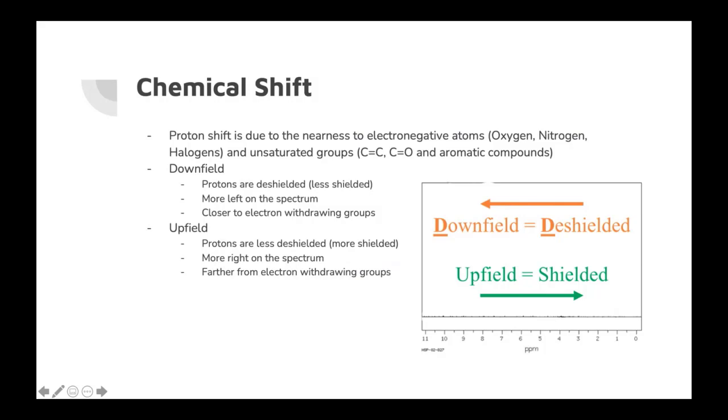So there is downfield and upfield on an HNMR spectrum. Downfield is more deshielded, and it's going to show to the left of the spectrum. What deshielding means is that the electronegative groups are going to pull the electron field from around the nucleus of the proton towards the more electronegative atom. So the proton is going to be less shielded by that electron shield, so it's going to be more to the left. And then upfield is opposite. It's going to be more shielded. You're not near an electron withdrawing group, so the electron shield is going to remain closer to the nucleus of the proton.